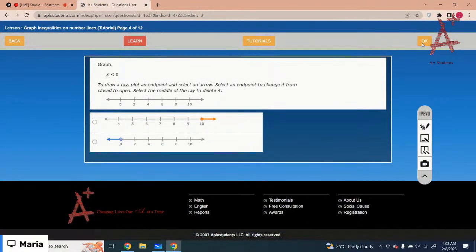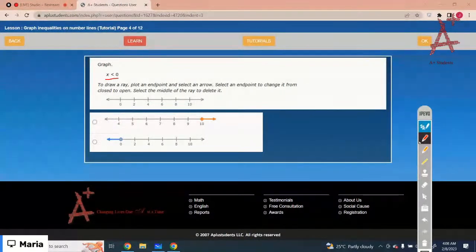Okay, x is less than 0. So which option is the correct one? Less than 0 means x can be any number that is less than 0, but x cannot be 0. That means 0 is not included in the graph. So you have an open circle located at 0. Got it? And all the numbers are less than 0, so it must be pointing on the left hand side. So that would be the second option. Got it?